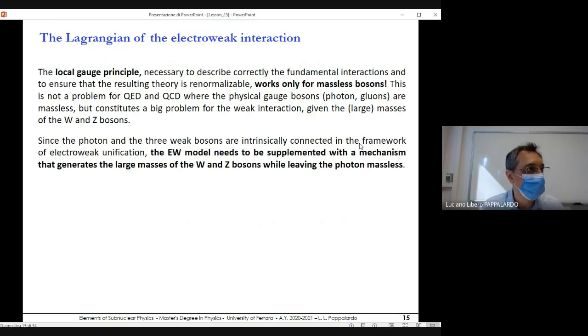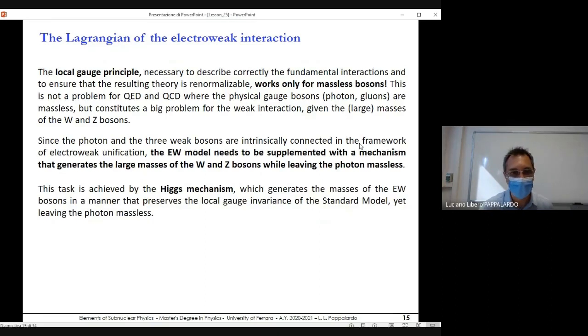However, the photon is still massless, and it is part of this game, because we are talking about the unified electroweak interaction. So, in other words, the electroweak model needs to be supplemented with a mechanism that generates the large masses of the W and Z while leaving the photon massless. And this is achieved by the Higgs mechanism that we are now going to study. The Higgs mechanism, as we study today and tomorrow, will generate the masses of the W and Z while keeping the photon massless.